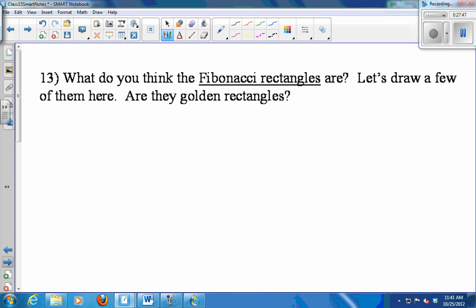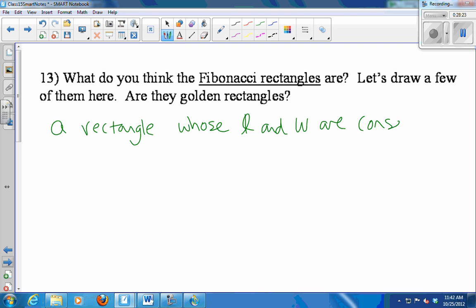So a golden rectangle is one where the ratio of length to width is phi. What do you think a Fibonacci rectangle is? Any guesses? We can make a spiral of Fibonacci rectangles, but it's just a rectangle whose length and width are consecutive Fibonacci numbers.